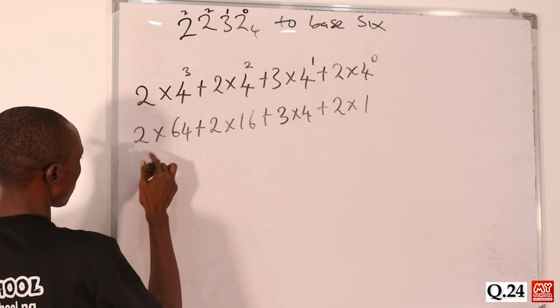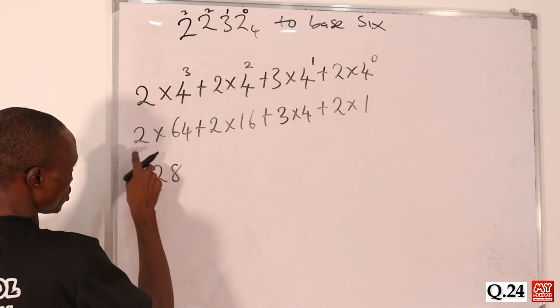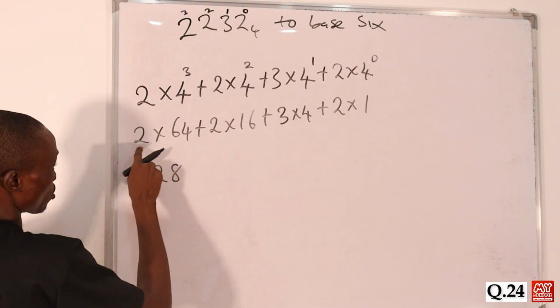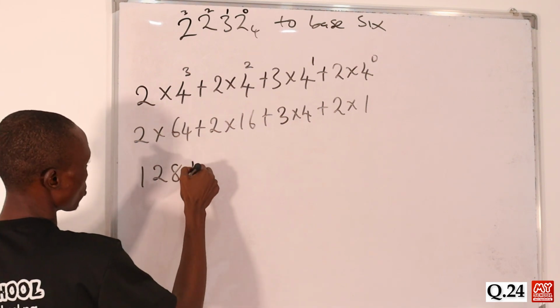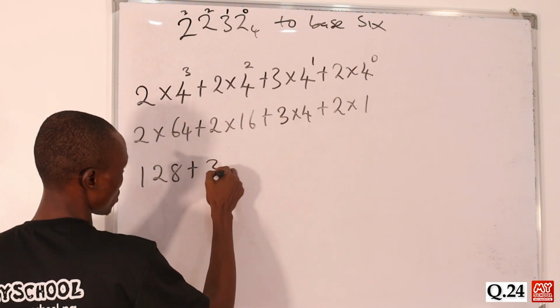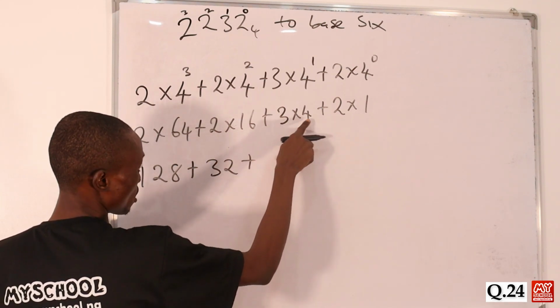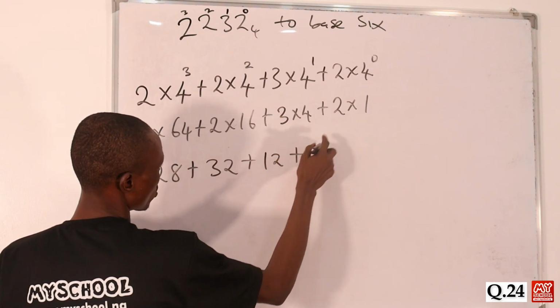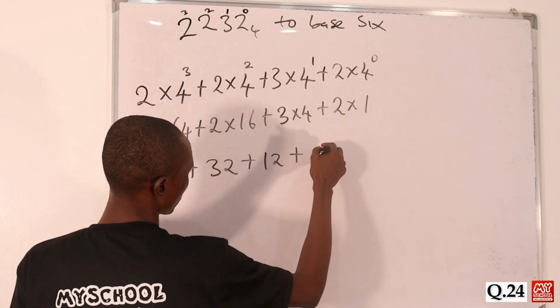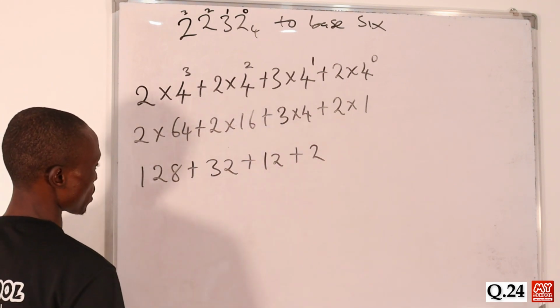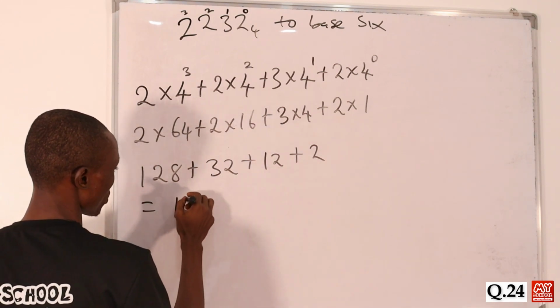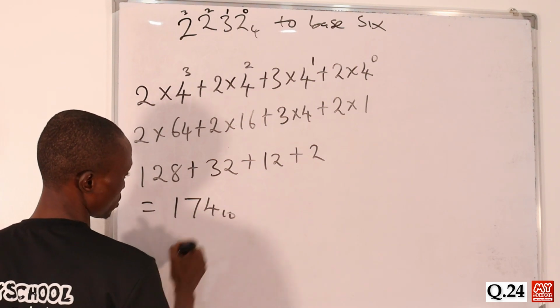So at the end of the day, here we'll be having 128, which is 2 times 64. That will be 128. Then plus 2 times 16, that will be 32. Then plus 3 times 4, that will be 12. Plus 2 times 1, that will be 2, right? So if we sum these numbers together, we'll be having 174 in base 10, okay?